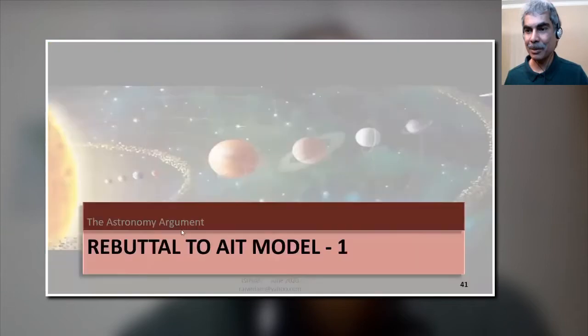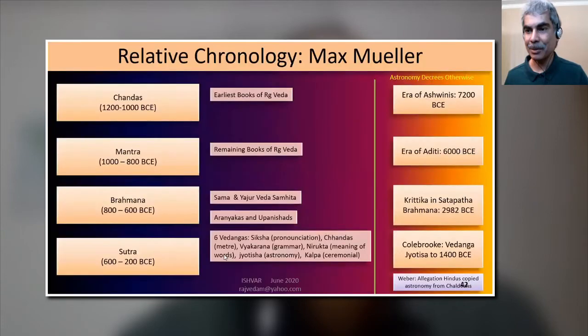So we can use astronomy as a rebuttal to the Aryan invasion theory model. Max Muller proposed something called relative chronology for the Sanskrit books of India. He proposed 4 periodizations. The Chandas period, 1200 to 1000 BC, when the earliest books of Rig Veda were written. The Mantra period, for the remaining books of Rig Veda. The Brahmana period for Sama, Yajurveda, Aranyakas and Upanishads. And the Sutra period for the 6 Vedangas: Siksha, Chandas, meter, and all these kinds of things.